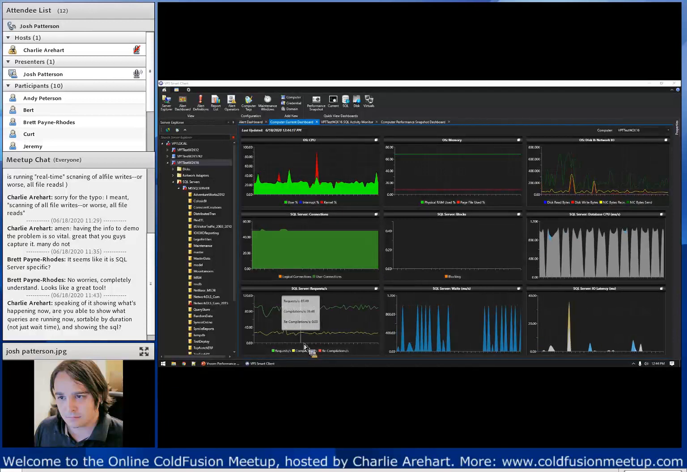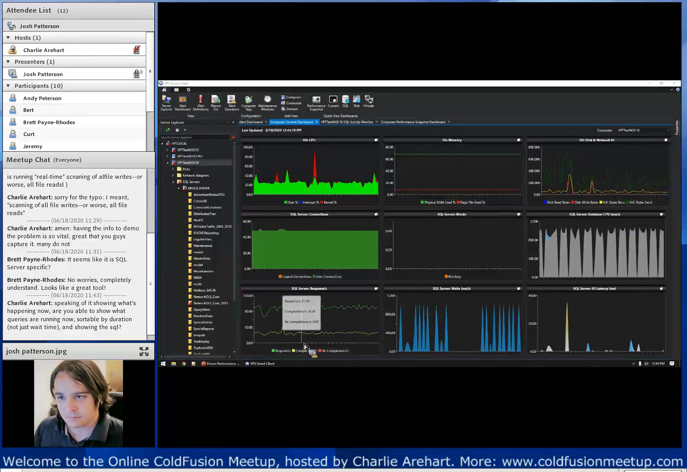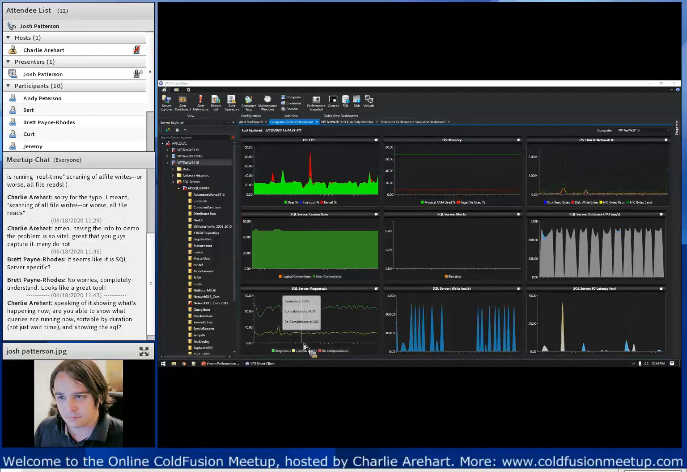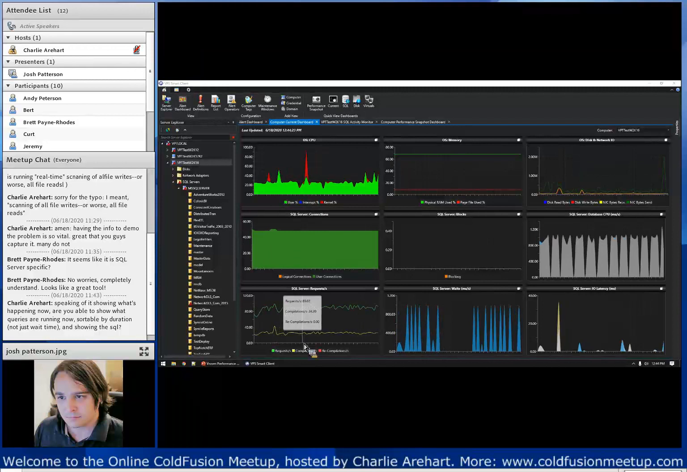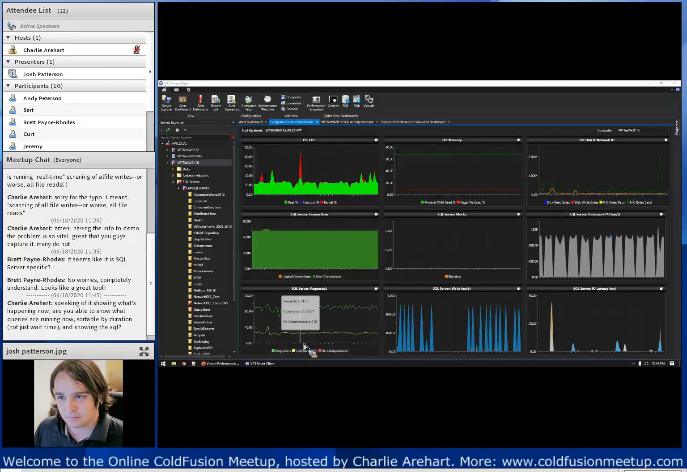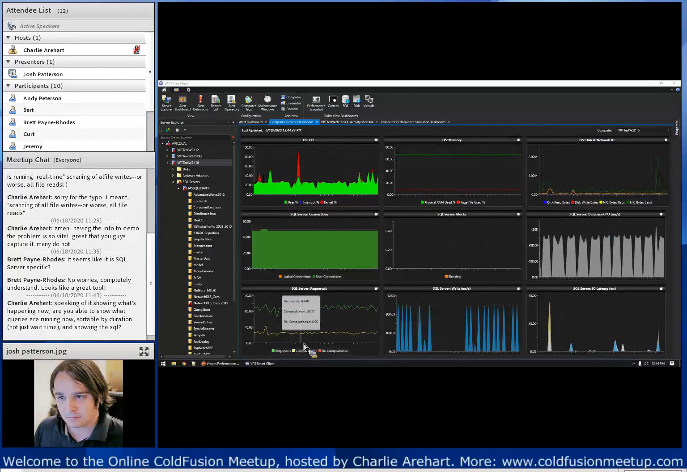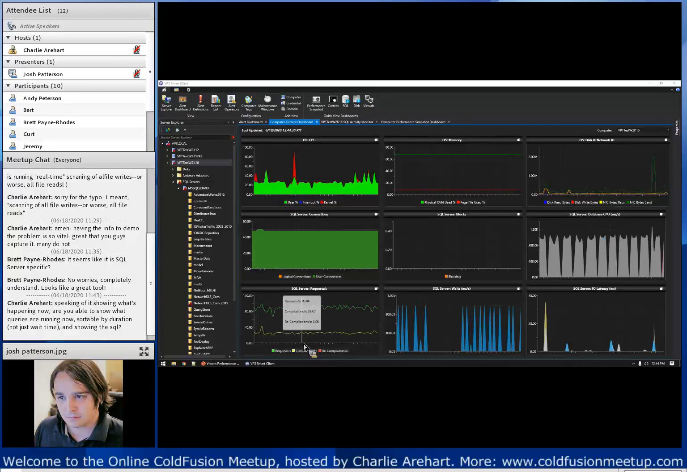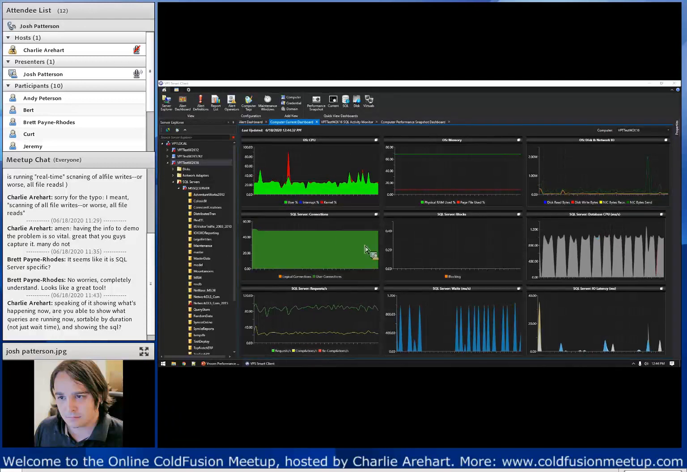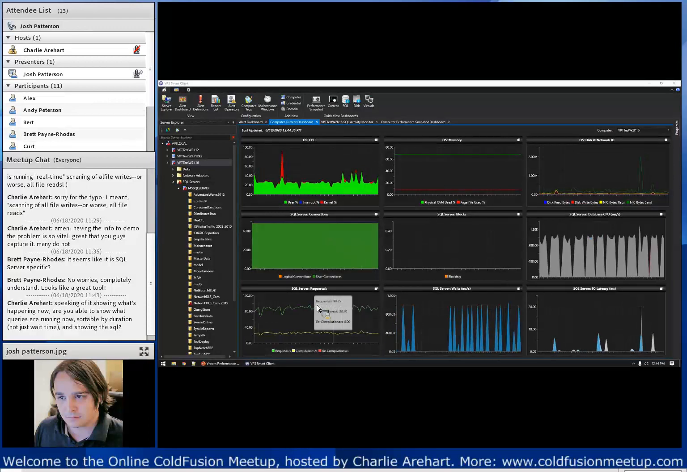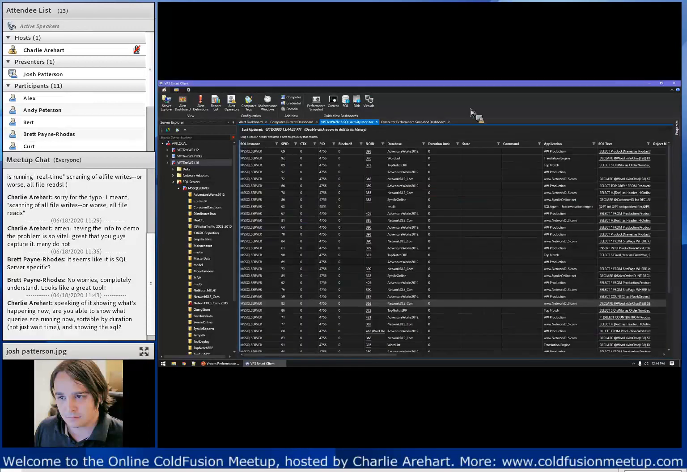So Charlie asked, speaking of showing what's happening now, are you able to show what queries are running now, sortable by duration, not just the wait time, and showing the SQL? I'm glad you asked, because yes. These are drillable. So if we drill into the requests, we would see the SQL statements that are running.